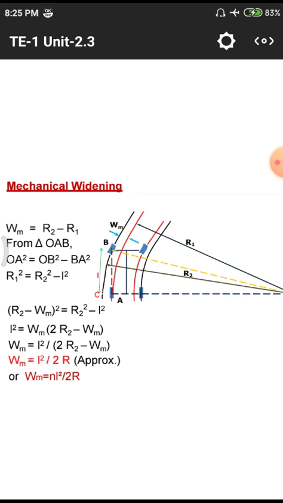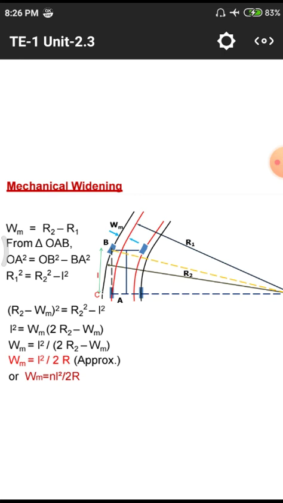We are having L, R1 square, R2 square minus L square. Simply, WM equals R2 minus R1, so R2 equals WM plus R1, or R1 equals R2 minus WM. Those two things we have kept from the first equation, WM equal to R2 minus R1. So we are having R1 equal to R2 minus WM, both terms with respect to R2.